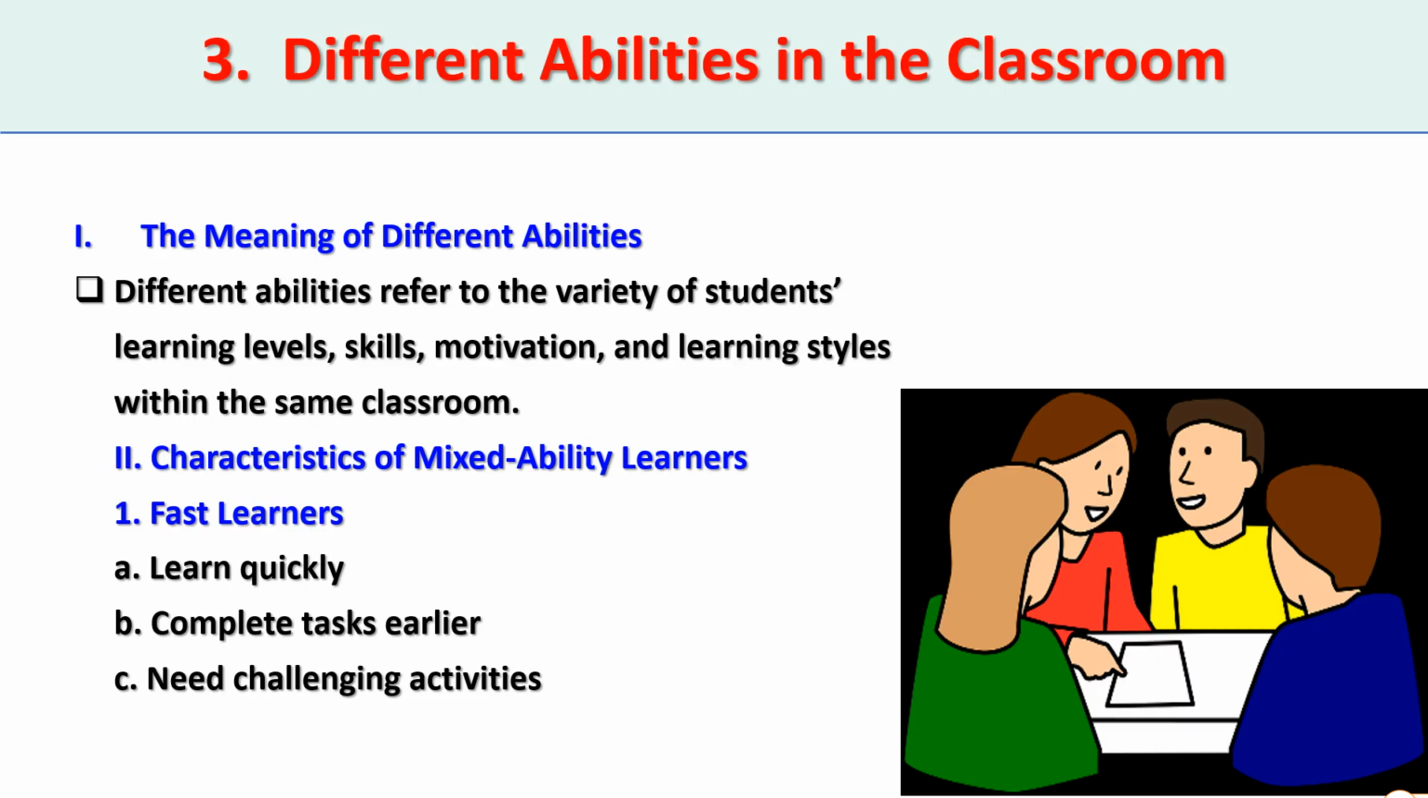And the biggest trap is just giving them busy work or letting them sit inactive. Fast learners absolutely need challenging activities and extension tasks that push their critical thinking. If they are not engaged, they will get bored, and a bored student can quickly become a disruptive student. So that's all about my point.